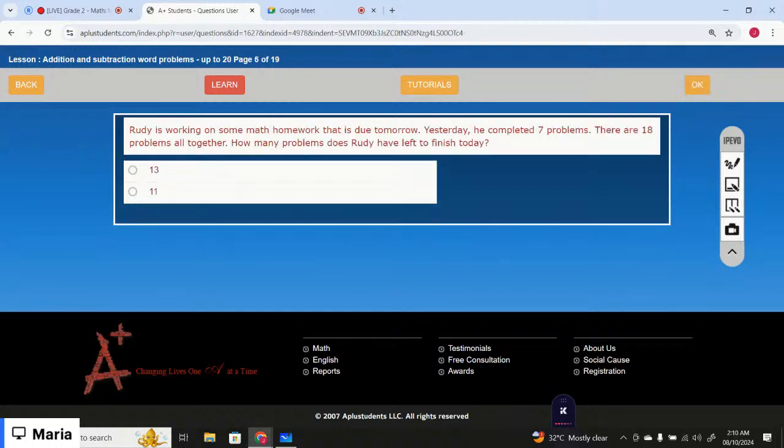Okay, Rudy is working on some math homework that is due tomorrow. Yesterday he completed 7 problems. There are 18 problems altogether. How many problems does Rudy have left to finish today? So the total problems are 18. 7 he already did.